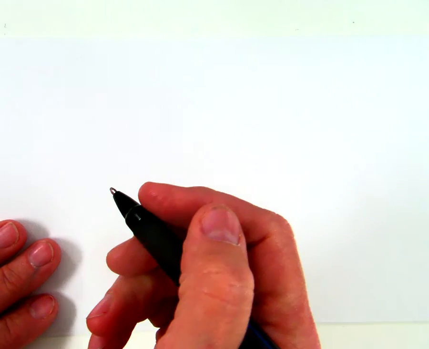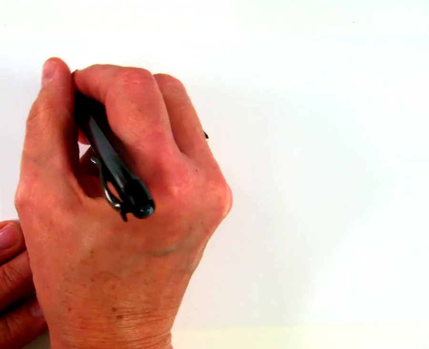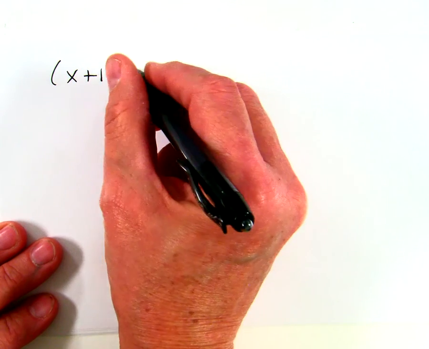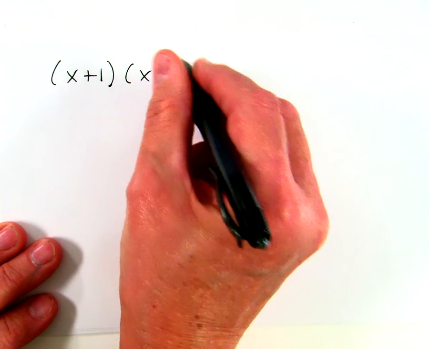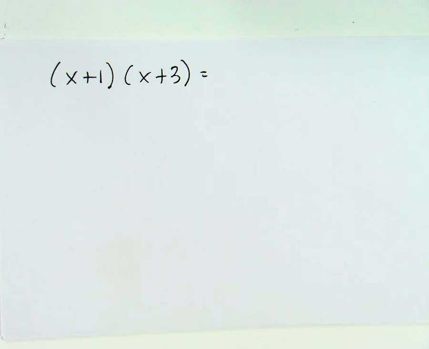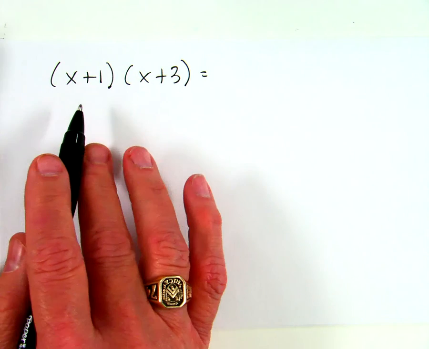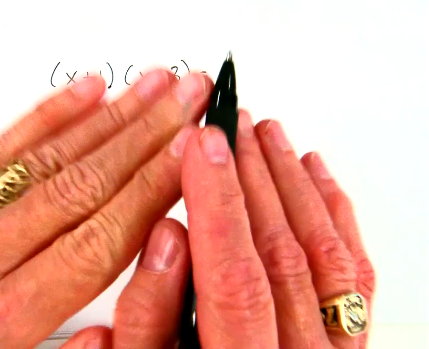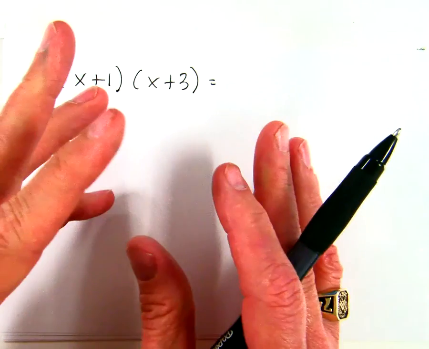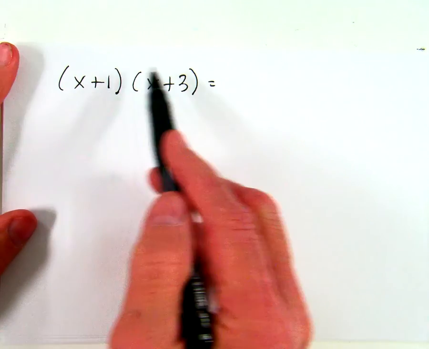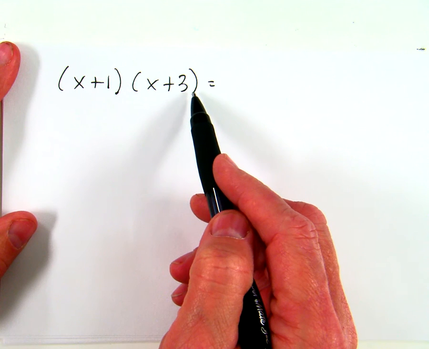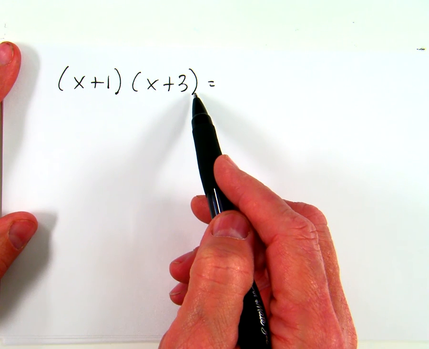Let's try this. What if we have x plus 1 times x plus 3? Okay, now that's looking a little more strange, and we're going to have to do some heavy-duty distributing here. Let's think about how we would do that. Everything in the first group has got to be multiplied by everything in the second group. Okay, let's see what that would look like.